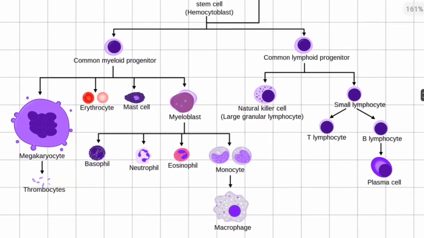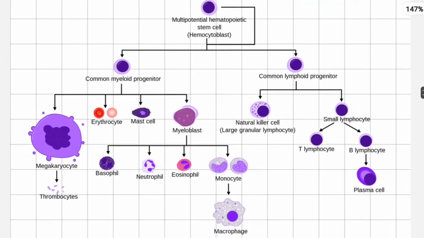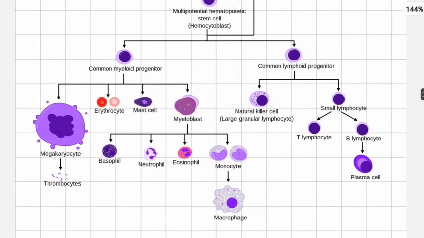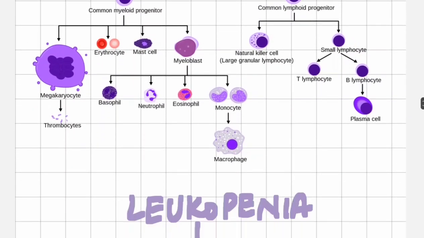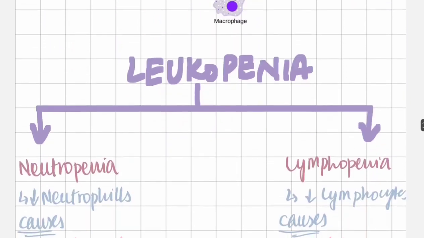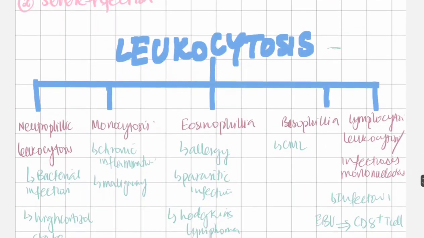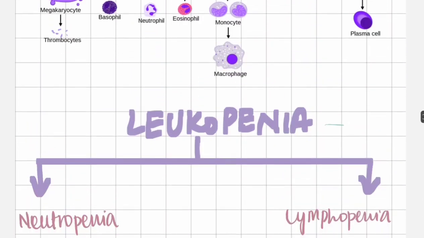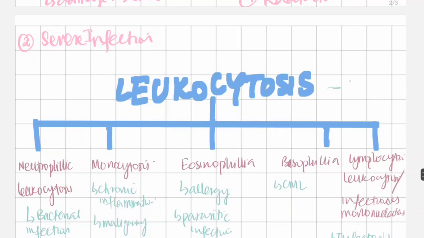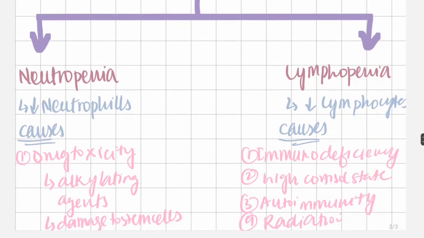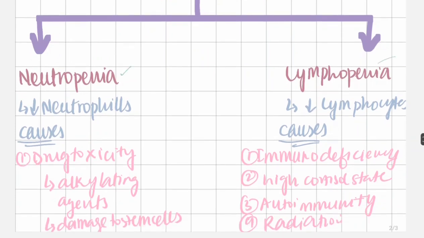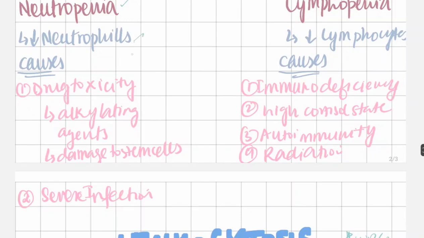Okay, so here is our normal hematopoiesis. You're going to be seeing this particular picture quite a lot. Under this, we need to talk about two terms. One is called leukopenia, and the other is called leukocytosis. Leukopenia is basically a decrease in the amount of WBCs, and leukocytosis is an increase in the amount of WBCs, all kinds. Leukopenia has two types: neutropenia and lymphopenia. Neutropenia is when neutrophils are decreased, and lymphopenia is when lymphocytes are decreased.